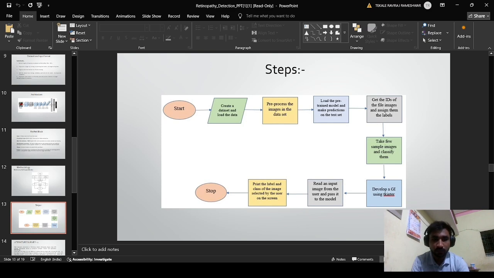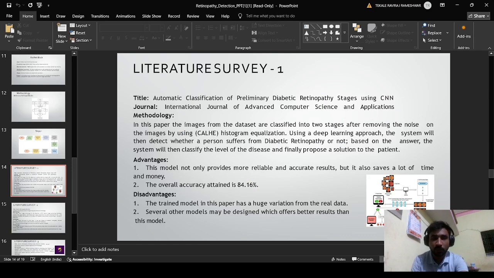In the last step, stop. The process concludes after the result is displayed. This is a complete pipeline showcasing how machine learning can be effectively integrated with user-friendly tools and real-time image analysis. Now we will see the literature survey of our project.